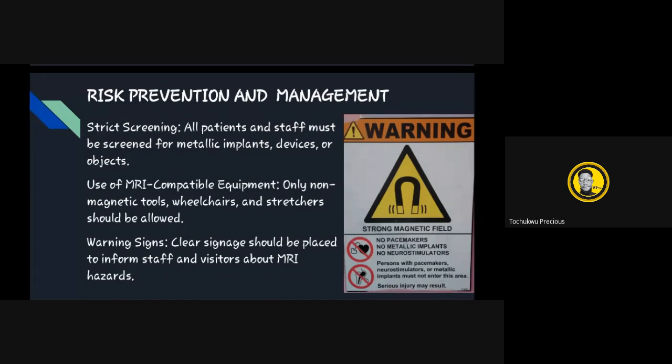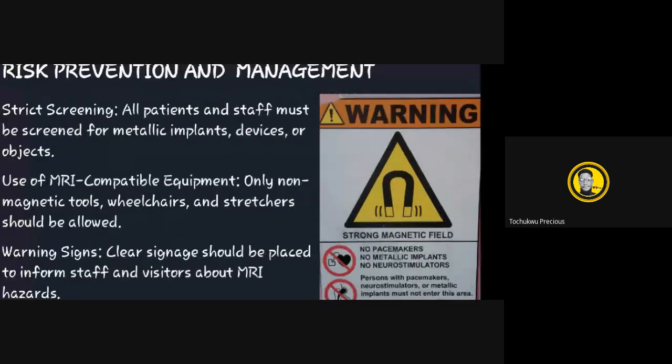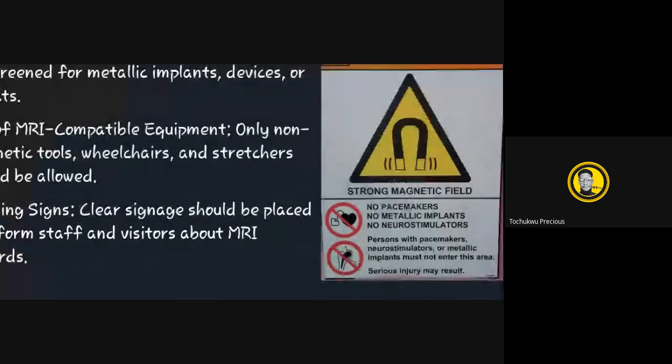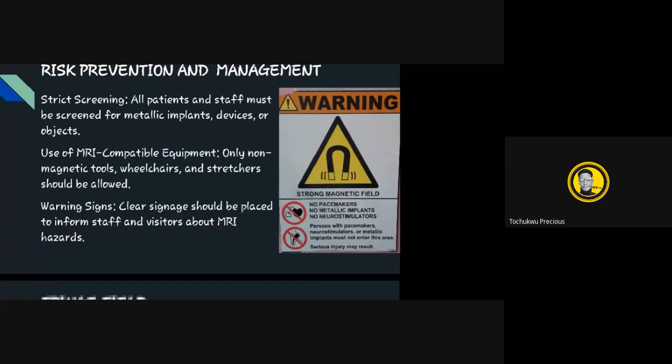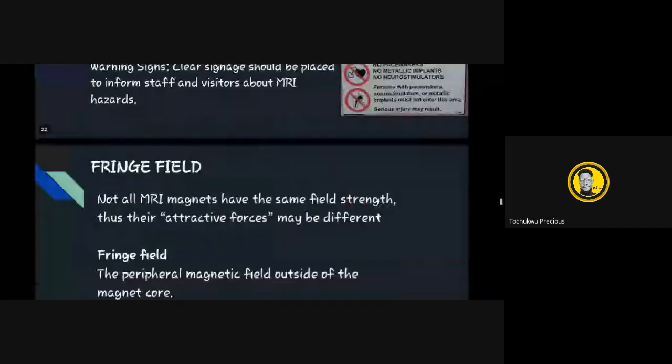Warning signs should be placed to inform staff and visitors about MRI, like this warning sign we have here that says strong magnetic field, no pacemakers, no metallic implants, no neurostimulators. When patients see it, they are more conscious of their movements into zones 3 and 4.